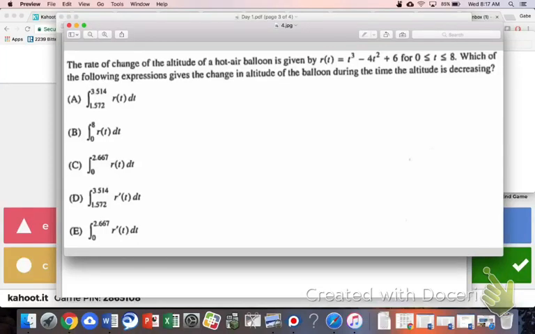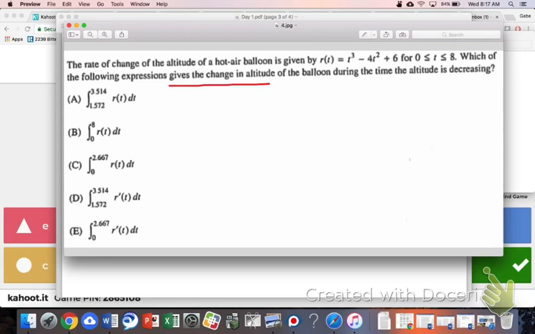Hey guys, so this one, I'll need a little bit of help numbers-wise from you guys. Rate of change of altitude is given by that function right there for 0 to 8. Which of the following gives the change? So when you see this phrase right here, gives the change in altitude, would you say that that is a rate of change or an amount of change?